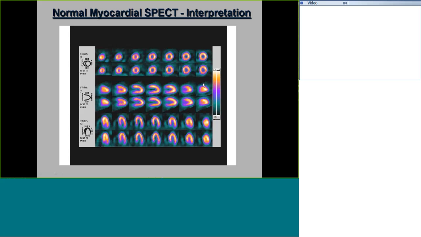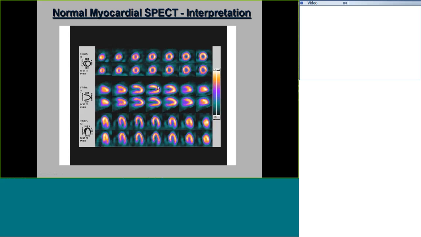So the basis of any interpretation of a myocardial perfusion imaging is, first you look for the presence or absence of myocardial perfusion defects during stress. If there is nothing, then we are going to call this a normal study. If there is a myocardial perfusion defect during stress, then we look for its reversibility or improvement during rest. Then it is the presence of reversible ischemia.